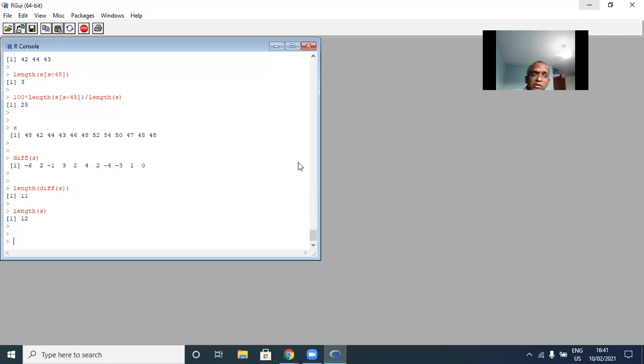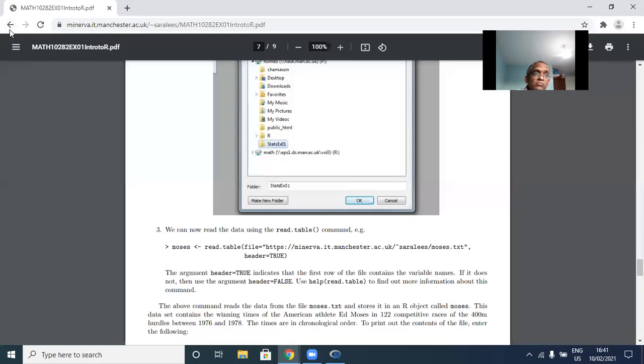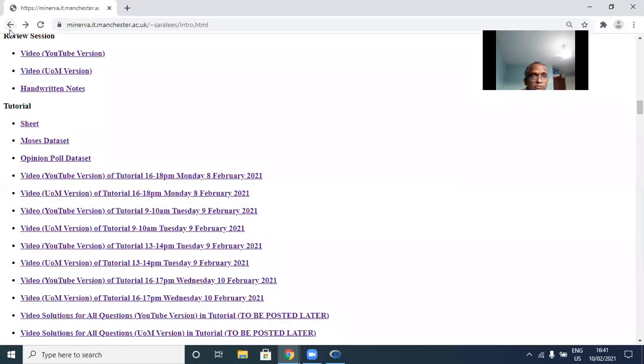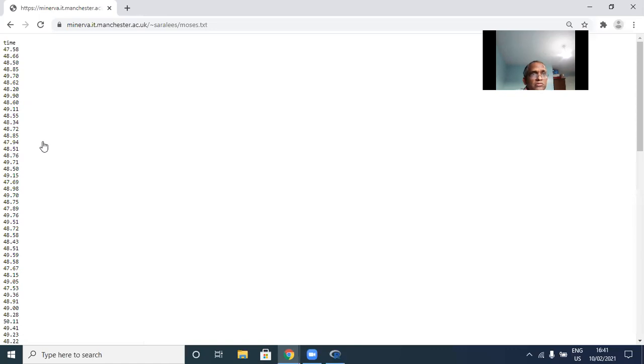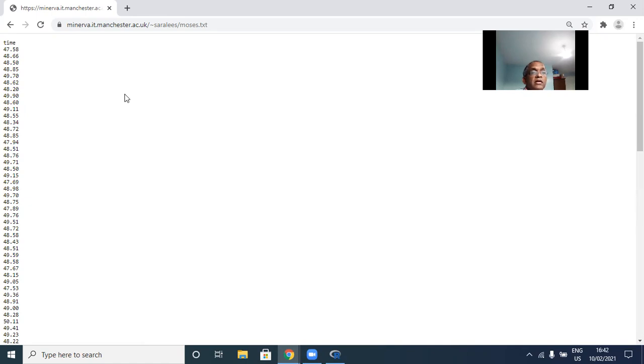Right, to read a data file, go back to the website. There are two data sets in this. The first one is called Moses. So Moses is a data set which contains the running times of different people. And as you can see, the name of the column is called time.